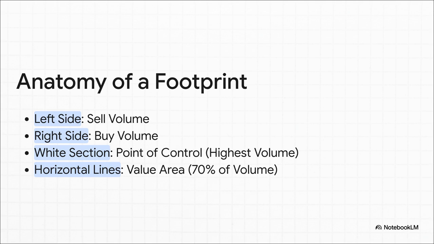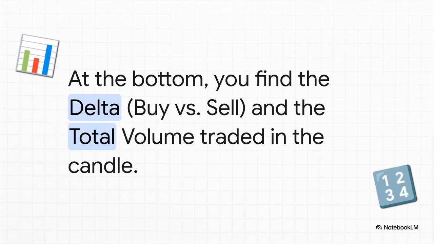And those horizontal lines, they just mark off the value area, which is where about 70% of all the action happened. It's the candle's real core. And then, right at the very bottom, you get the final scorecard for the whole candle. You'll see the total volume traded, and more importantly, the delta. The delta is super simple. It just subtracts the total sell volume from the total buy volume. It gives you an instant snapshot of who won the overall war for that candle.